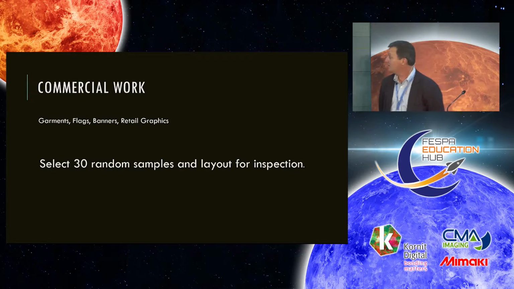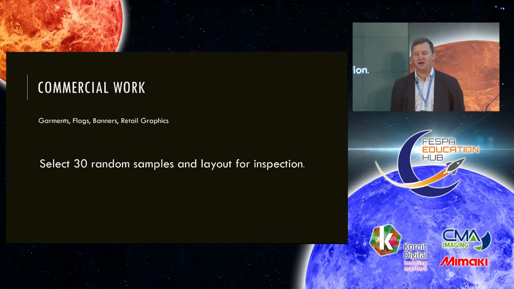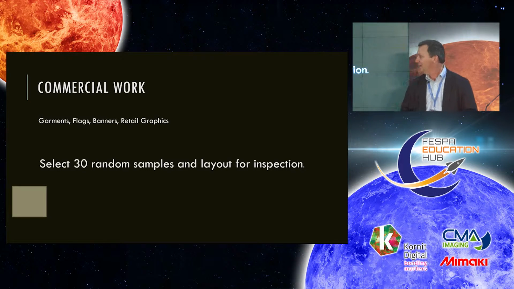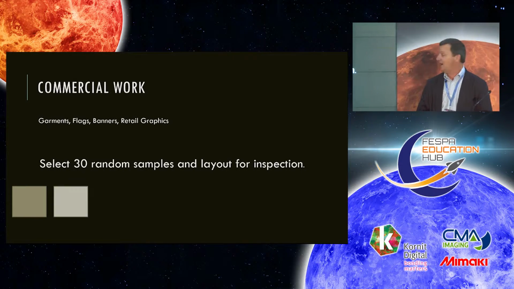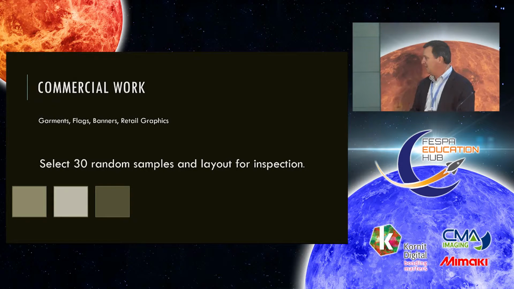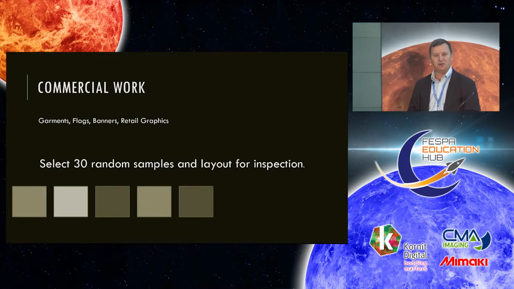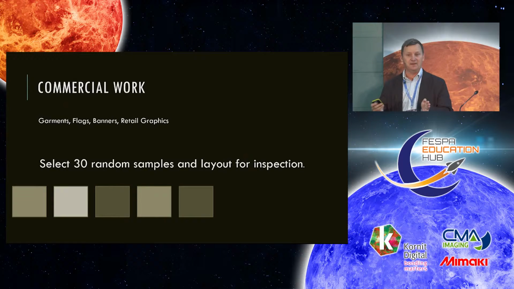For commercial work, if I'm ordering a couple hundred pieces from a printer, I'll select 30 of those pieces or have them send me 30 random pieces. And what I'll do is I'll just lay those pieces out on a table or an inspection area, and I'll just go through them and see what kind of variation I get on that run.